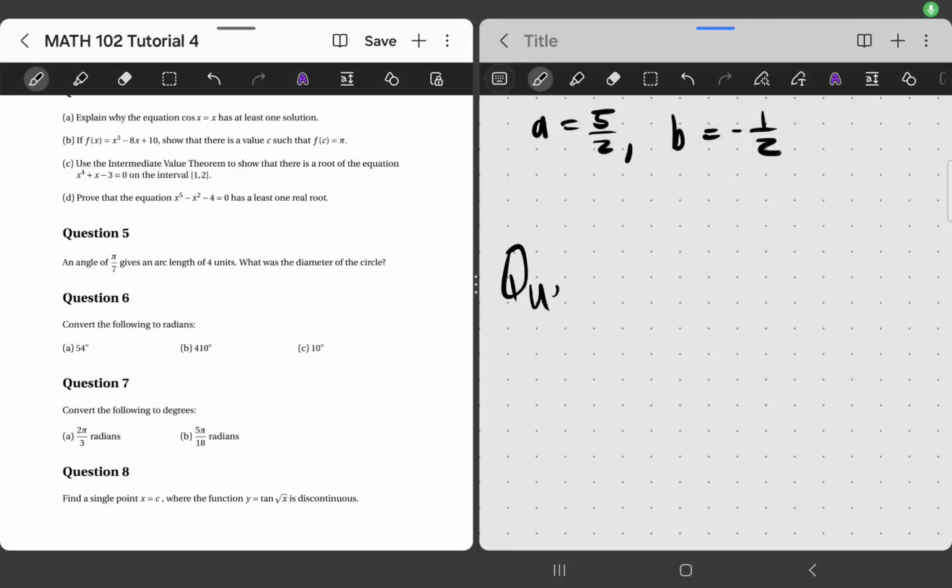Question 5, and what is it saying? Question 5 says an angle of pi over 7, so this is our angle, gives an arc length, blah, blah, blah. So what was the diameter? So anyway, an arc, I need you to know what an arc is.